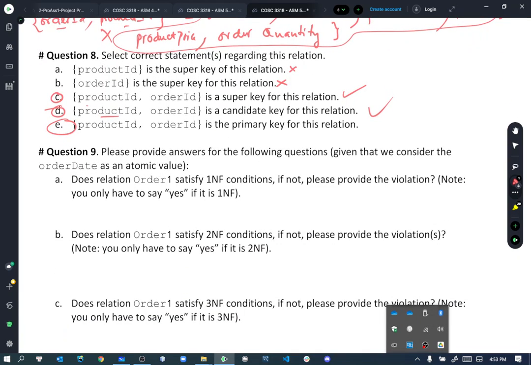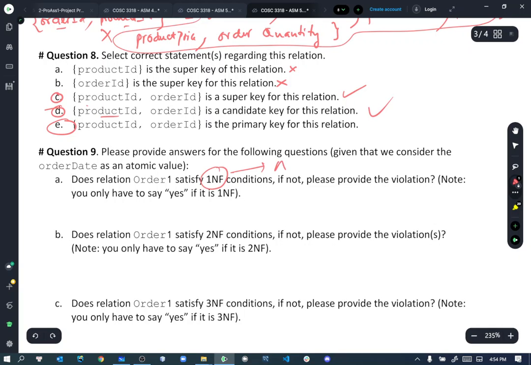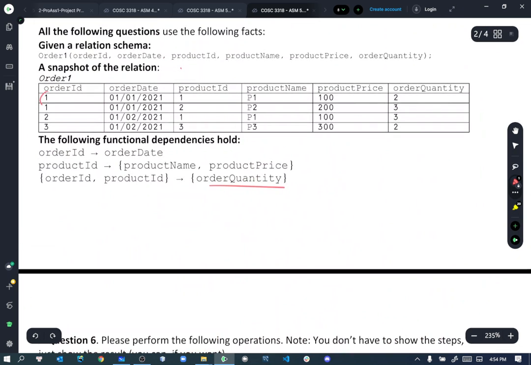So the next one is, please provide answers for the following ones, and you only have to say yes or no. If you say yes, then just say yes. If it's no, then you need to give evidence. So let's say: does order one satisfy first NF? First NF here means atomic cell values, which means any cell here contains only one value.